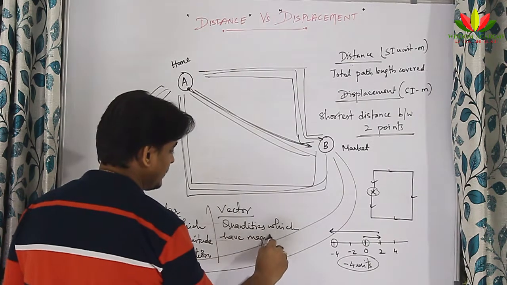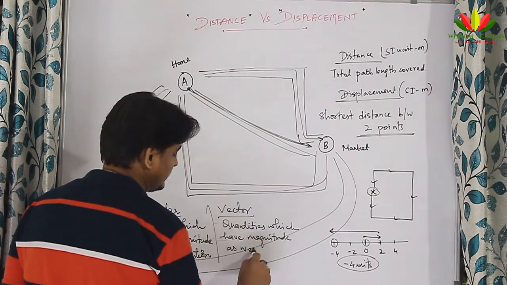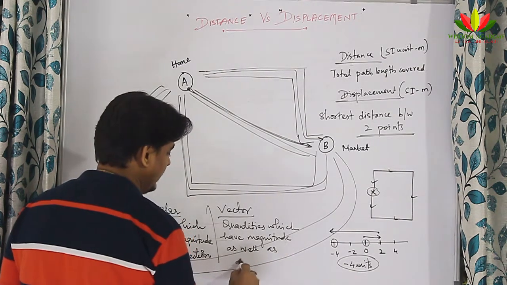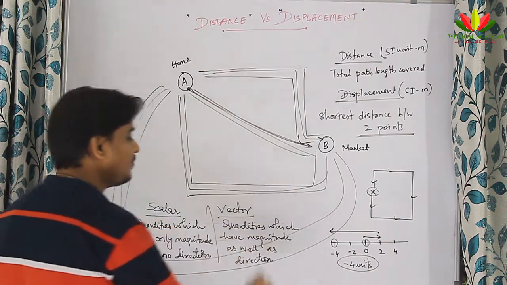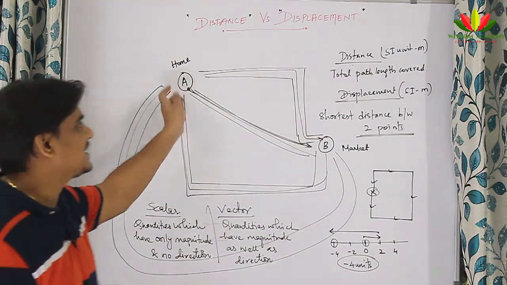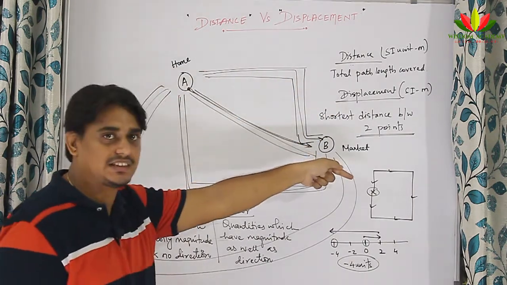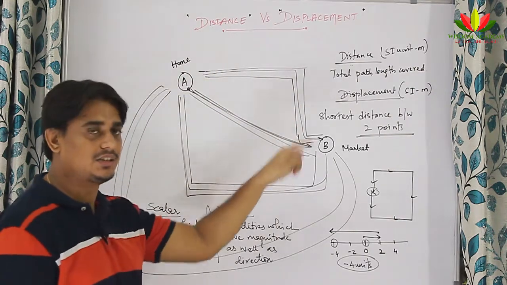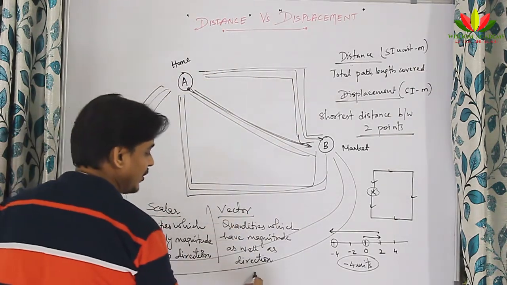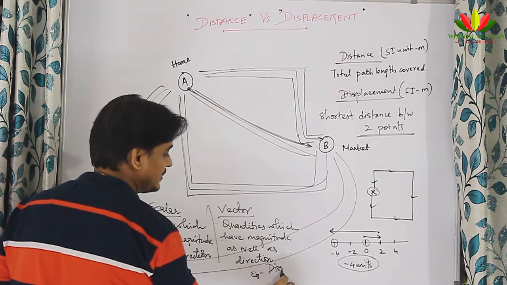magnitude as well as direction. So if you see, distance has no fixed direction, it can be anywhere, but displacement has a fixed direction. Displacement can only be in this direction, it cannot be in this direction, it cannot be in this direction. So displacement is a vector quantity. So the example I am writing for vector is displacement.